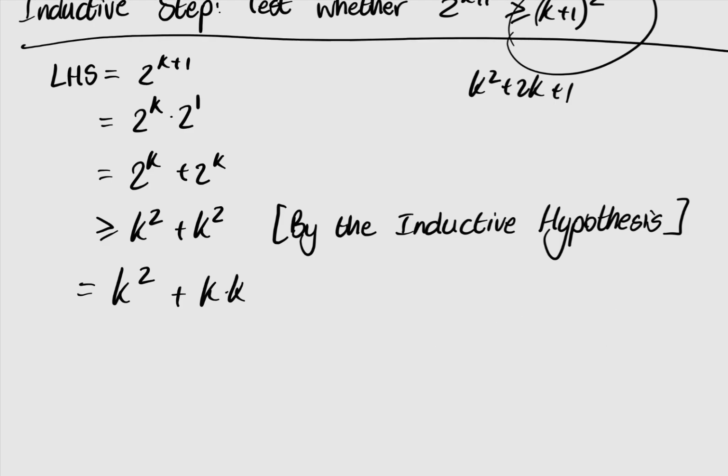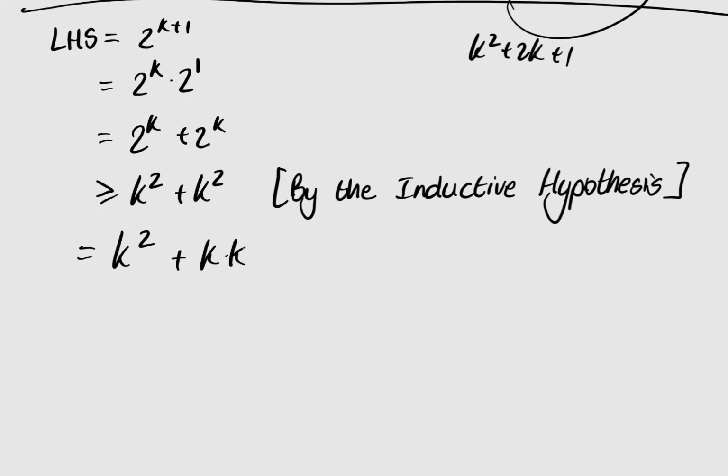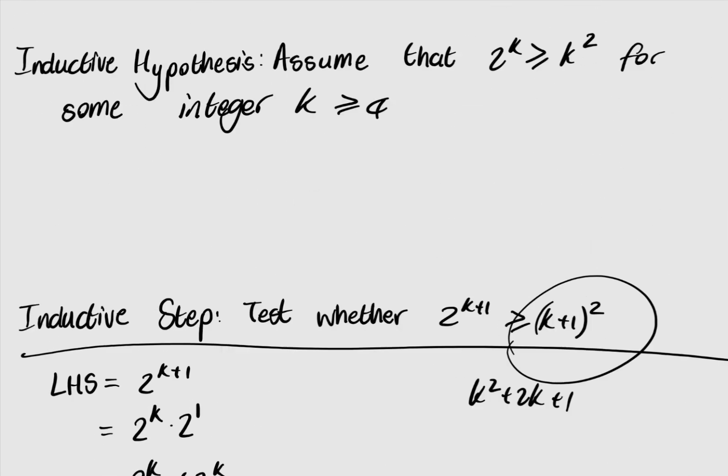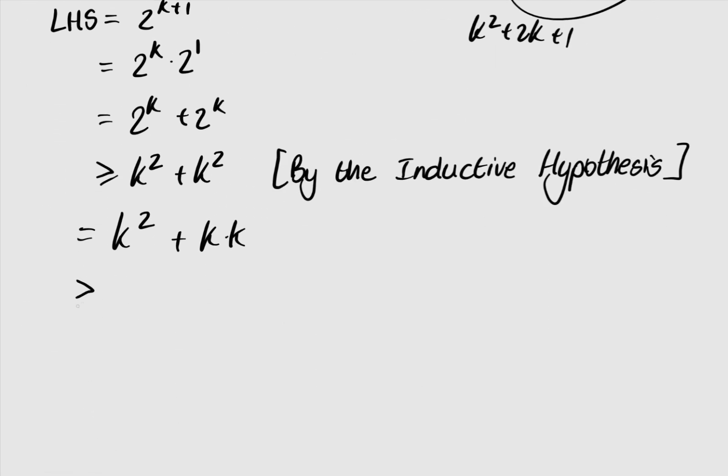That's just the definition of a square. It's a number multiplied by itself. And then what I want you to remember is that k is greater than or equal to 4. So what you can say here is that that whole term is greater than or equal to k squared plus 4 times k.